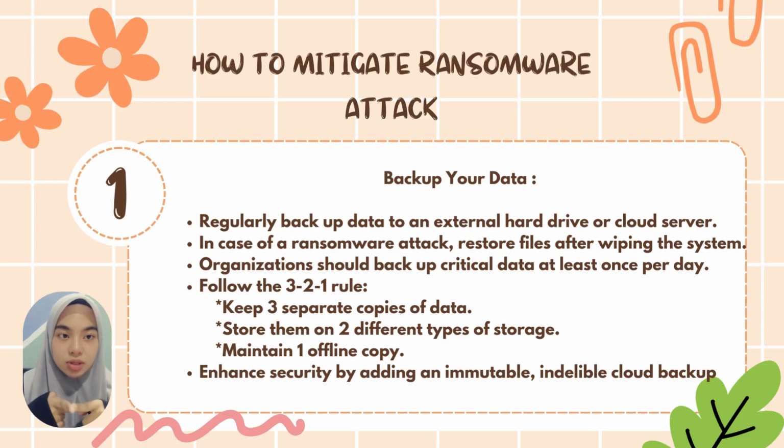First, store data copies on an external hard drive or cloud server. Second, organizations should back up critical data at least once per day. Third, follow the 3-2-1 rule. The first rule is keep 3 separate copies of your data. Second rule, use 2 different types of storage. And the 1 rule is maintain 1 offline copy for extra security. Fourth is protection with immutable cloud backups, so that data cannot be altered or deleted.